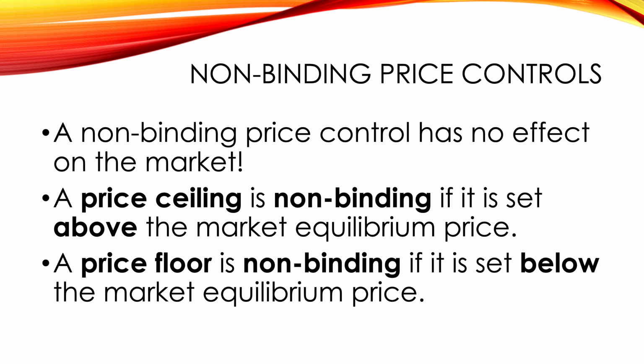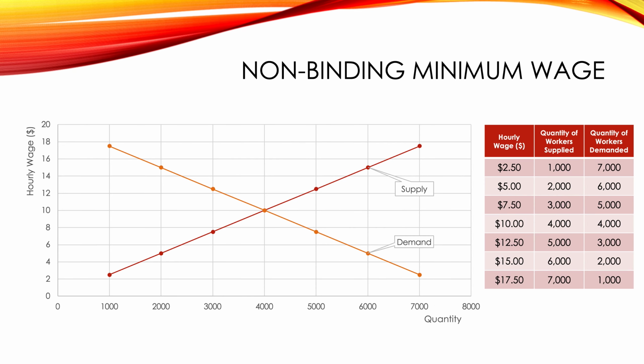If a price floor is non-binding, that means it's set below the market equilibrium price. And we'll look at an example of this. But this is what non-binding means in the context of price ceilings and price floors. A ceiling to be effective must be set below the market equilibrium price. If a ceiling is set above the market equilibrium price, it's non-binding. A price floor to be binding, to be effective, must be set above the market equilibrium price. If it's set below the market equilibrium price, it's not going to matter. Let's take a look at an example.